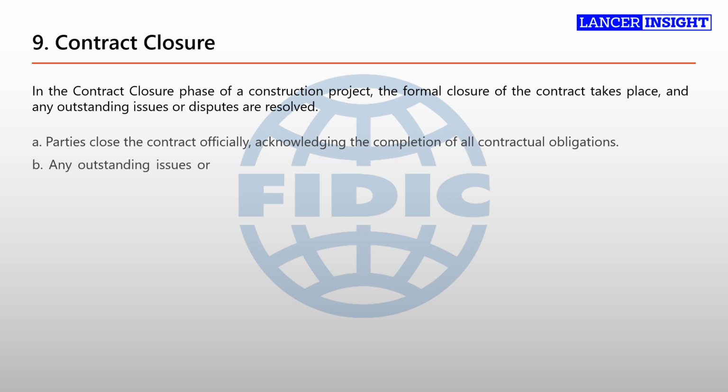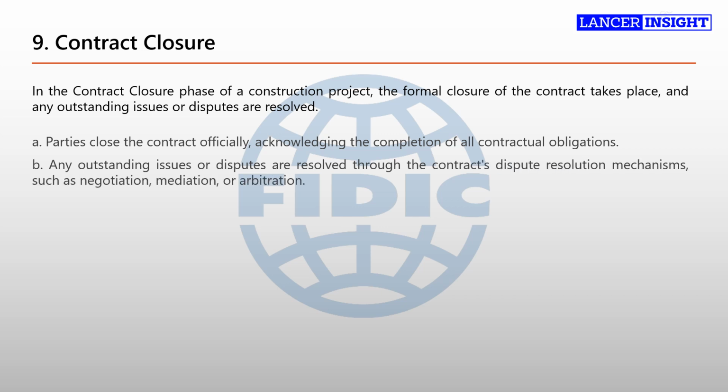B. Any outstanding issues or disputes are resolved through the contract's dispute resolution mechanisms, such as negotiation, mediation, or arbitration. In some cases, there may be outstanding issues or disputes that need to be resolved before the contract can be officially closed. These issues could involve disagreements over payments, quality of work, delays, or other matters. To address these outstanding issues, the parties may utilize the dispute resolution mechanisms outlined in the contract.